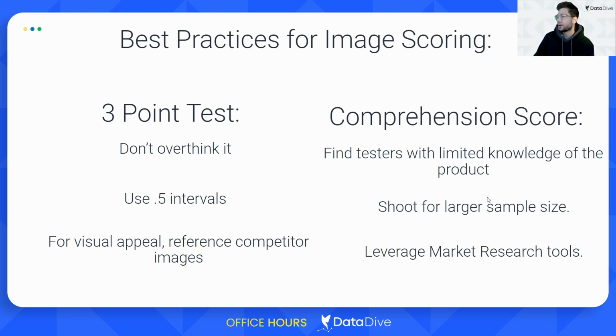For the comprehension score, you want to find testers with limited knowledge of the product. You want to shoot for a smaller sample size, and you want to leverage market research tools. Like I said, there are going to be add-ons to each of these workflows. There are going to be 3 separate add-ons. So there's going to be a CVR and CTR add-on for product opinion, one for PickFu, and one for IntelliV. So there are some steps that you can take that eliminate a few of the steps that I'm showing today, but you just have to pay the money and use one of those market research tools and knock that out for you.